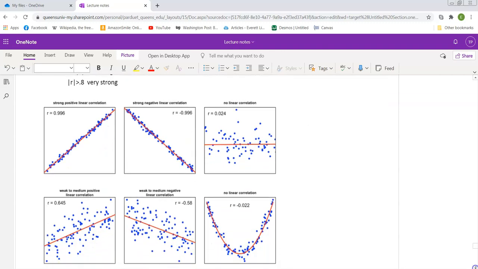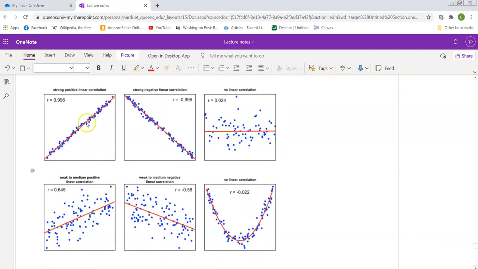So on the scatter plot, here's what some of these look like. I just wanted to show you these so that you can get a little bit of intuition as to what the different correlations look like on a graph. This one is going to be very strong positive. This one is very strong negative. So strong correlation means it stays really close to the straight line.